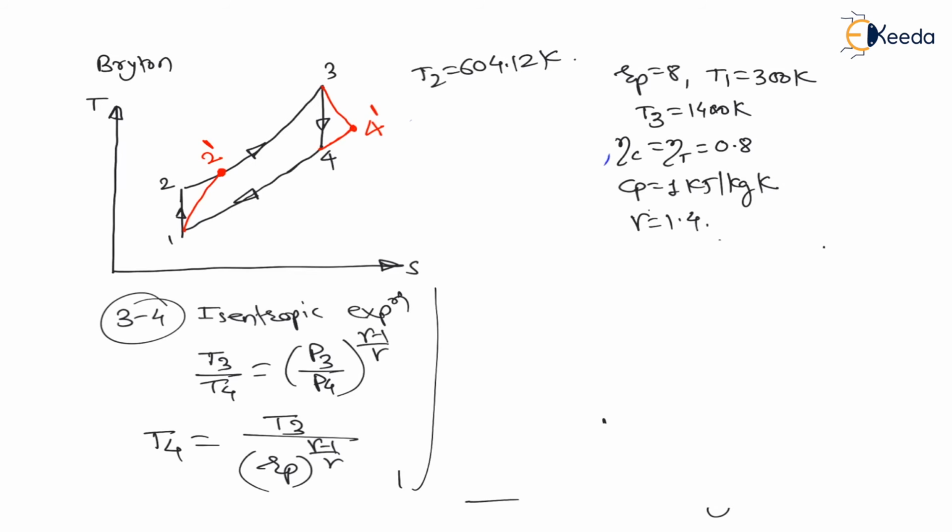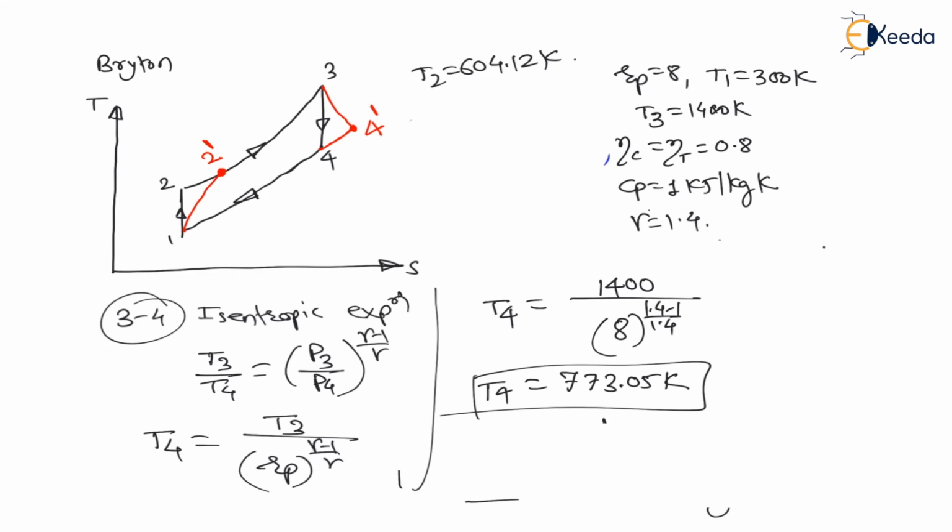Now let us put the values. T4, the temperature at the end of isentropic expansion, is equal to T3 which is 1400 divided by the pressure ratio 8 raised to (1.4 minus 1) divided by 1.4. If I calculate this temperature, we will get 773.05 Kelvin. But my dear students, this 4 is not the actual point, this is the isentropic point, right? The actual point is 4', and our target is to find this 4'.